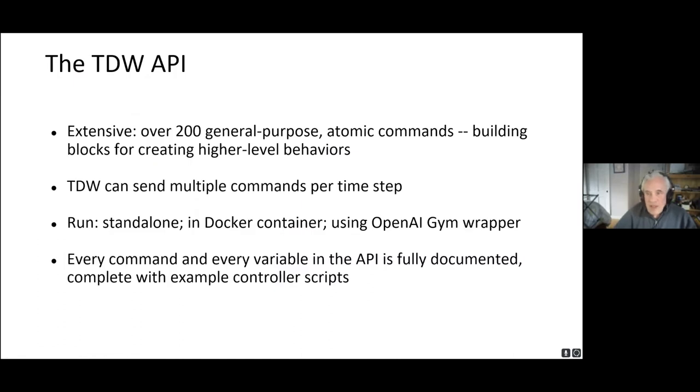Our API contains over 200 commands covering tasks like scene setup and manipulation, object loading and modification, camera and rendering controls, object interaction using physics, and agent navigation and control. These are general purpose atomic commands. You can think of them as Lego-like building blocks for creating higher level behaviors. Unlike many available simulation frameworks, TDW controllers can send multiple commands per time step, allowing for arbitrarily complex simulation behavior. The build can run standalone, locally on a laptop, for example, or on a remote server. It can also run within a Docker container.